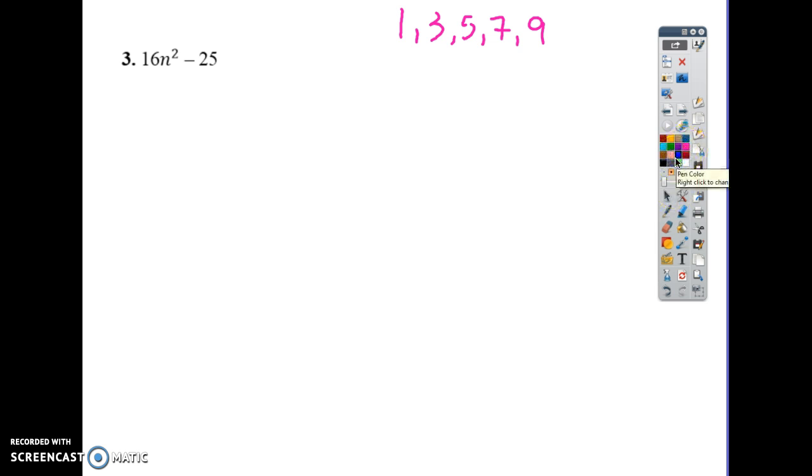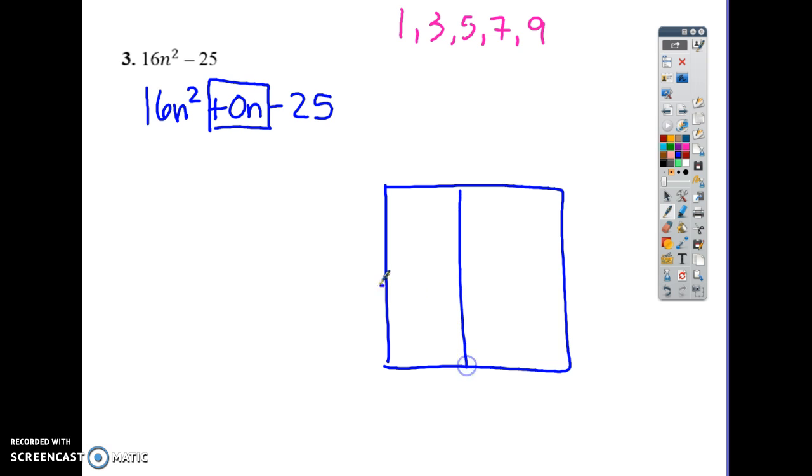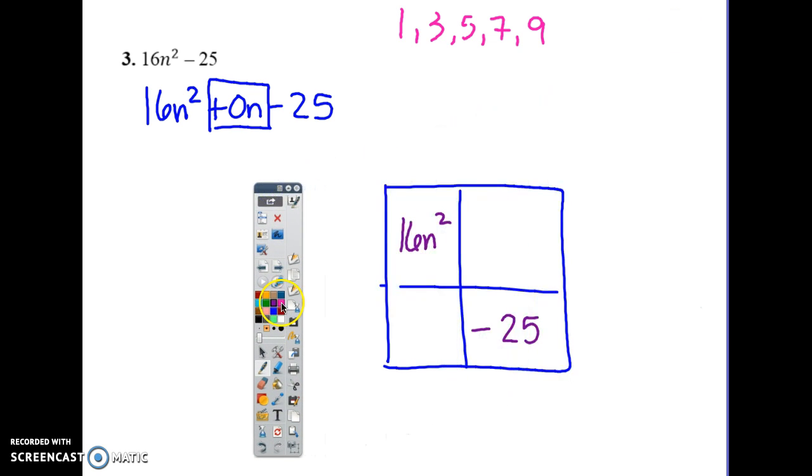Okay, so yesterday we did one like this, where it's 16n squared plus 0n minus 25, because it's missing that middle term. If it doesn't have one, it's 0. So when you put it in the box, you're still going to put the first term in the first box and the last term in the last box. We are still multiplying 16 times 25. How much is it? Negative 400. So I need factors of 400.